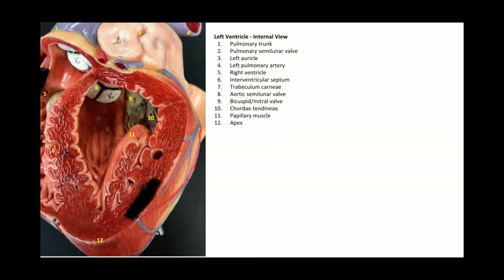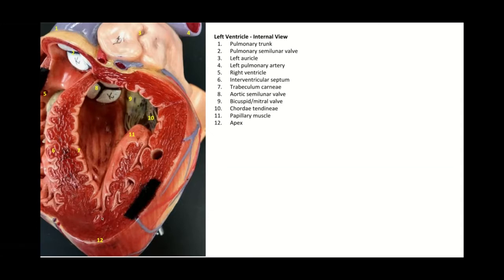So all together, we have 5 papillary muscles in our heart: 3 in the right ventricle and 2 in the left ventricle. And number 10 shows you the chorda tendineae. Inside the left ventricle, like the right ventricle, we have muscle ridges. We call them trabeculae carneae.